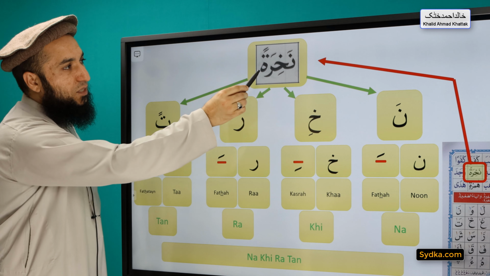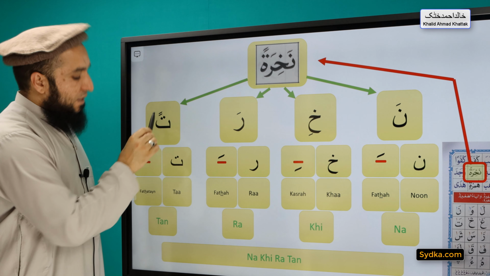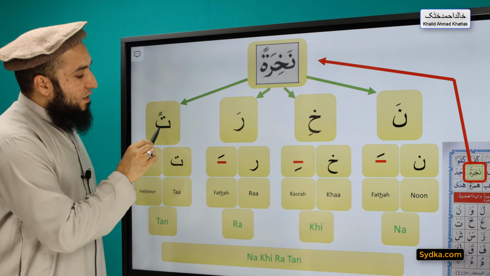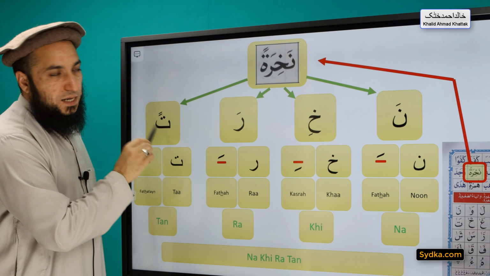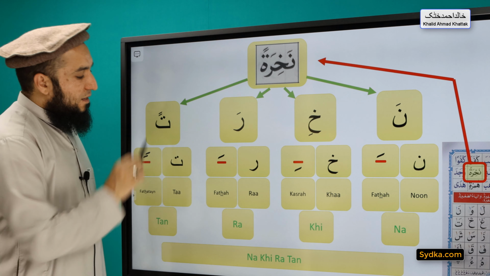This ta is the same as this one, but it's just a different way of writing. This ta marbuta and this ta. Ta fathatain tan. Ta is not silent and it has fathatain, and ta is a light letter. Ta fathatain tan. So now we connect these four syllables and we have nakhiratan, nakhiratan.